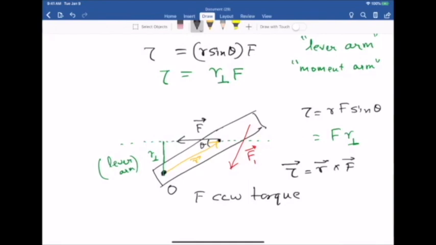Why is that? Because if F1 has its way, forget about all the other forces. Just think about F1 and just think about the reference point O. If F1 had its way, then it would rotate the beam clockwise about O. And so that tells us that F1 is exerting a clockwise torque.